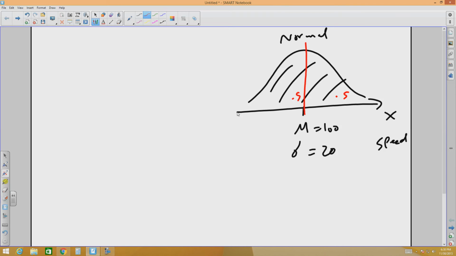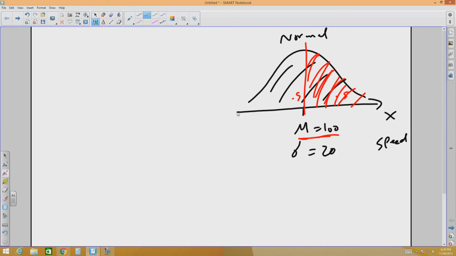So if I tell you, for example, if you select one car randomly from this population, what is the probability that the speed of the car is more than 100? More than 100. 50%, 0.5. Right? Because more than means this area. The probability is actually the area. So the probability that the car's speed is higher than 100, which is the average, is 50%. The probability of being lower than 100 is also another 50%.